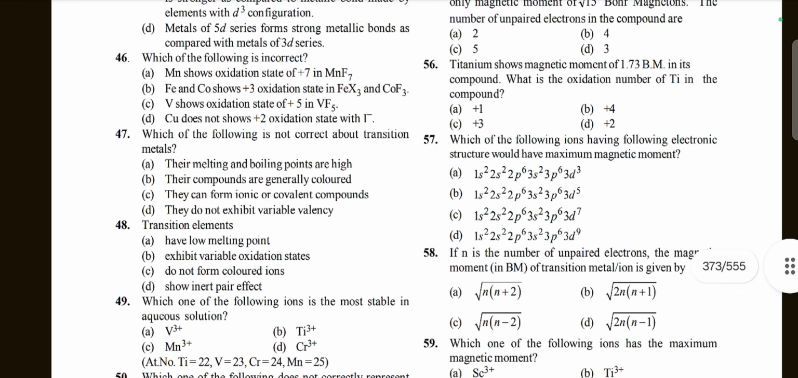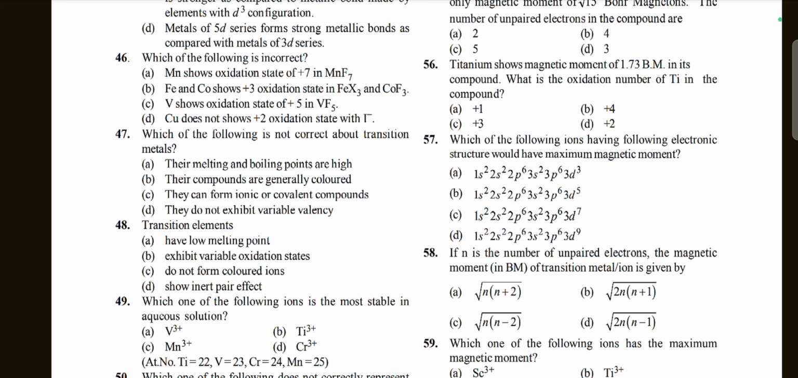Which of the following is incorrect? Mn shows oxidation state of plus 7 in MnF7. No, this is false. The plus 7 oxidation state of Mn is not represented in simple halides, but MnO3F is known.